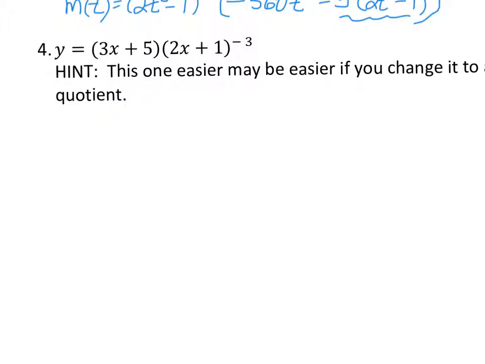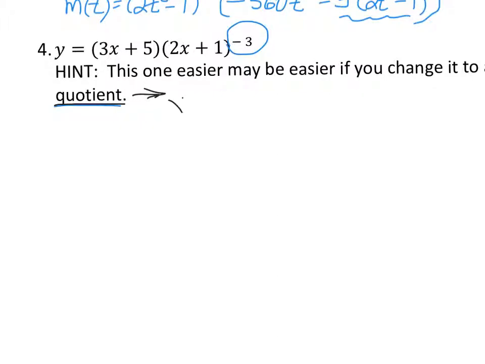Now, on this one, we have a hint. It says that this one is easier if you change it to a quotient. And you can do it as a product rule, but it is actually probably easier to do this one as a quotient rule because you have this power here that is negative. And so here we need to take the derivative of each one of the factors, or either the derivative of the numerator and the derivative of the denominator. So first thing I'm going to do is I'm going to make this into a quotient.